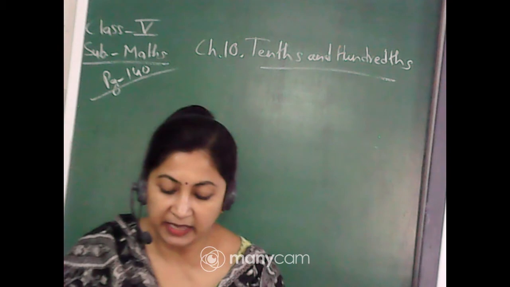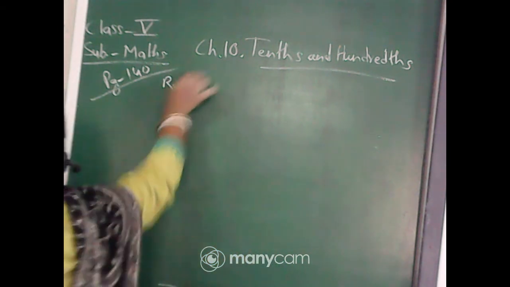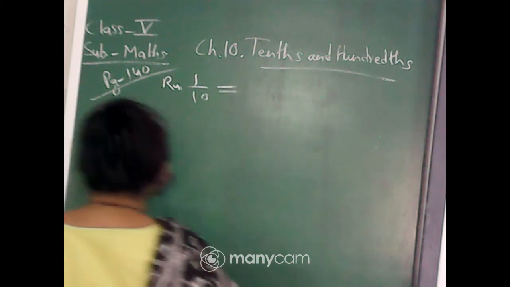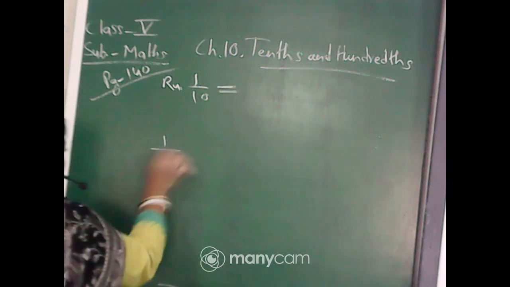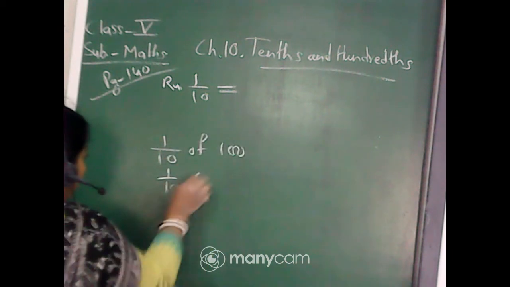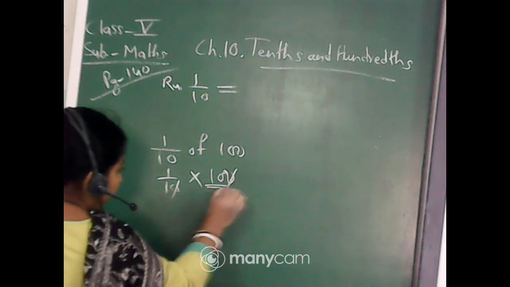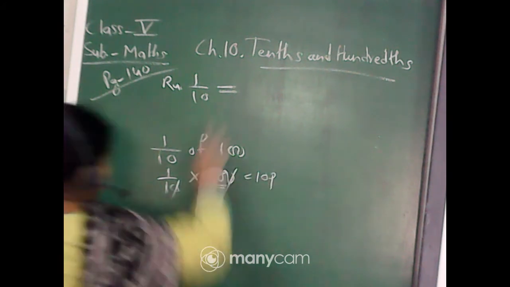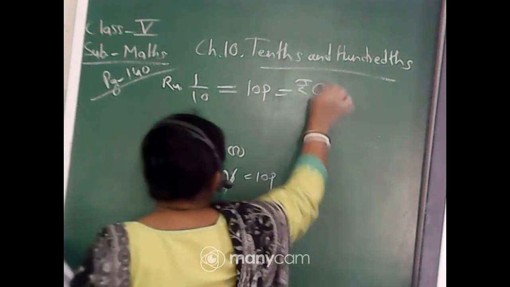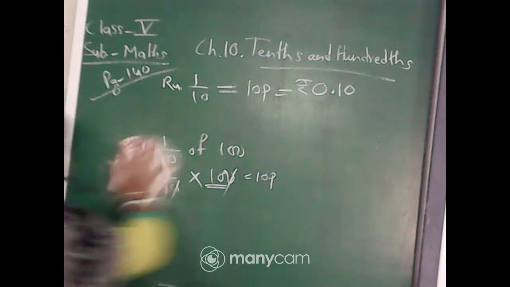Okay, see the second one, rupee 1 by 10. You will match 1 by 10 with what? See how you will calculate. 1 by 10 of 100. So 1 by 10 of means into 100. 1 0 cancel, 1 0 cancel. What is left? 10. That means it is 10 paise. So here you will write 10 paise, and in rupees it will be 0.10. Clear?